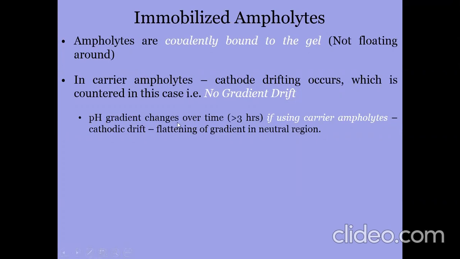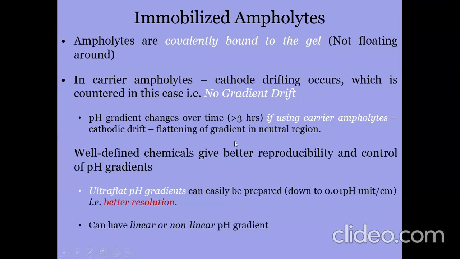And the pH gradient changes over time, that is, more than 3 hours. If using carrier ampholytes, cathodic drift could occur, flattening of the gradient in the neutral region. So all of the gradient will occur in the neutral region, and that could occur in the carrier ampholytes. Well-defined chemicals give better reproducibility and control of the pH gradient.